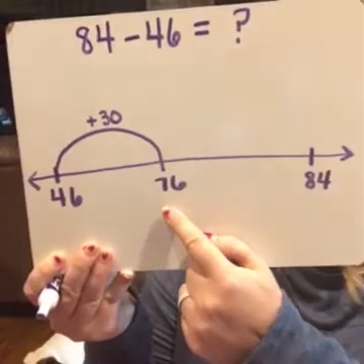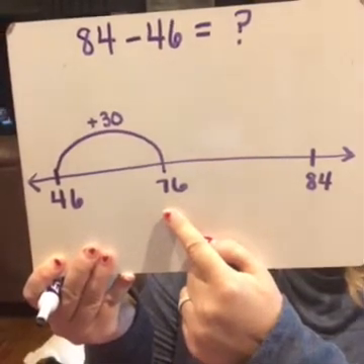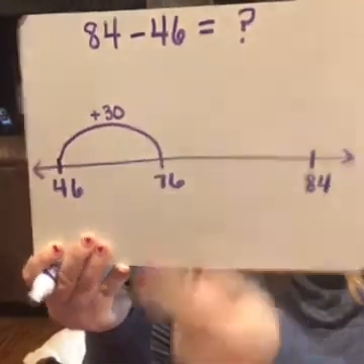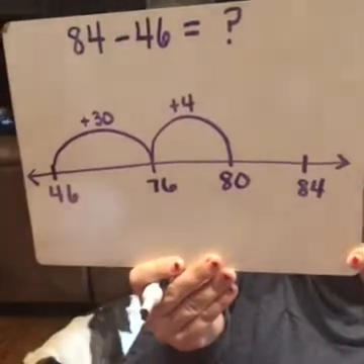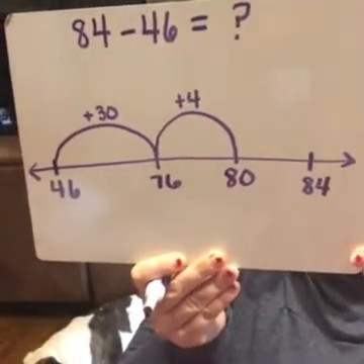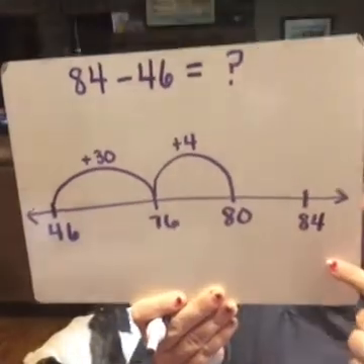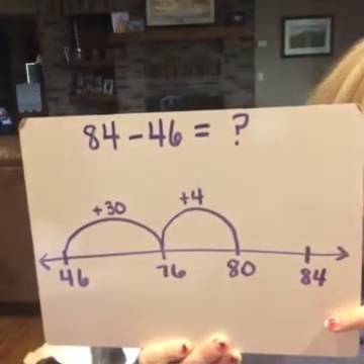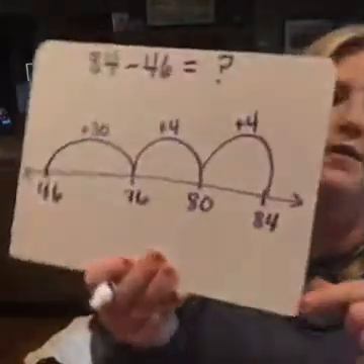How far is it from 76 to 80? Let's start there. 4. So I'm going to jump ahead 4 ones. And that is going to put me on 80. Have I made it there yet? Nope. How much farther do I have to go from 80 to get to 84? 4. Very good. So I'm going to jump ahead 4 more, and that's going to take me to 84.